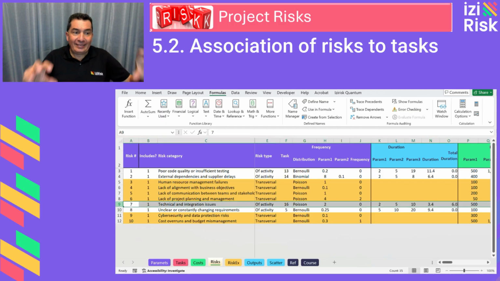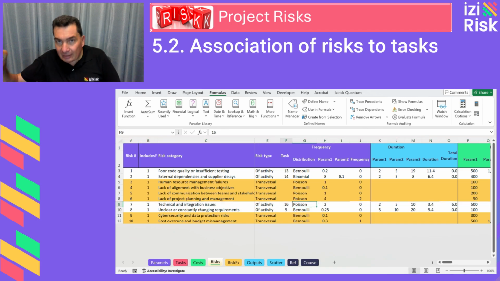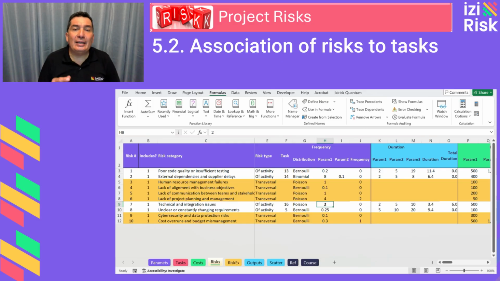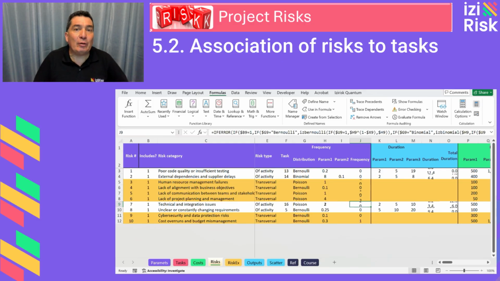Now, there's a third distribution function for frequency, the Poisson distribution. For example, risk number 7, technical problems of integration linked to activity number 16, has a lambda, that is, an average of 2, associated with a Poisson distribution. It means that on average, the event will happen twice, starting at 0, 1, 2, 3, and so on and so forth.